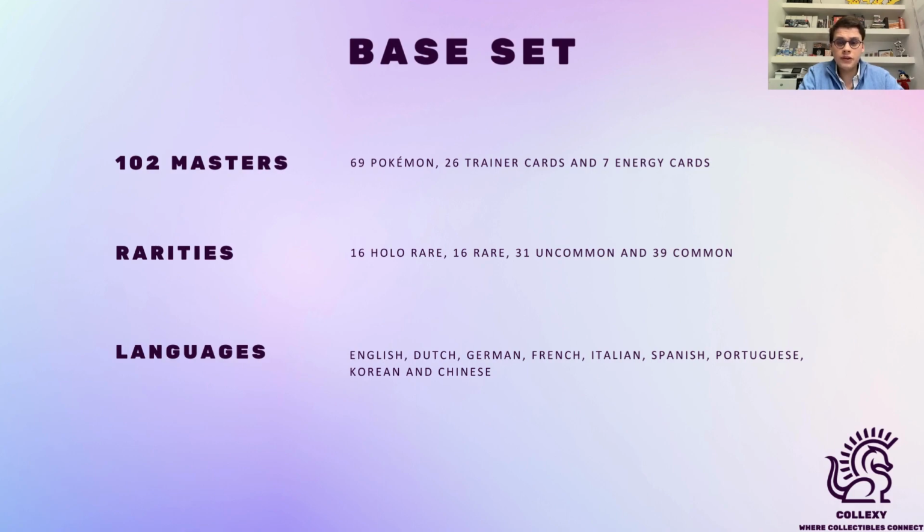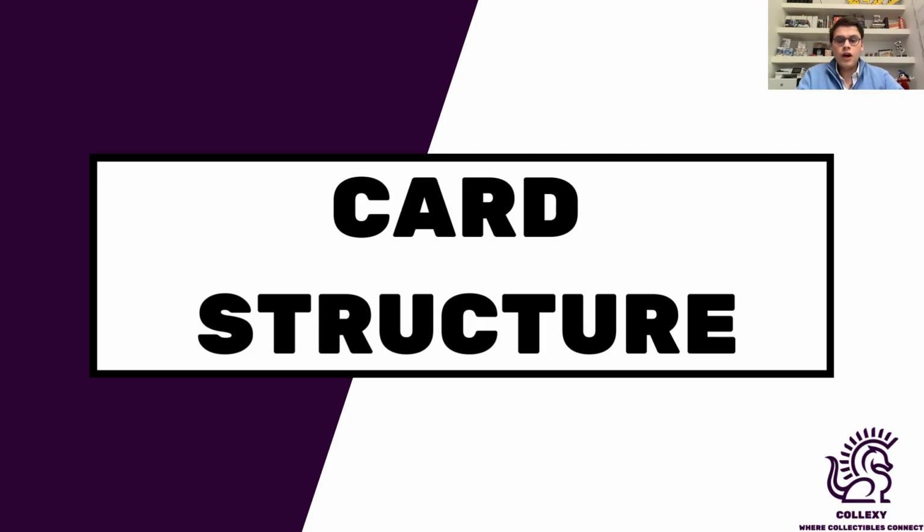The base set was printed, and again, we are looking only at the English structure for this video, in the following languages, which is English, Dutch, German, French, Italian, Spanish, Portuguese, Korean, and Chinese. Now we will discuss the card structure of the cards that are included in the base set. There are three different structures. We have the Pokemon card, the Trainer card, and the Energy card. We will first start with the Pokemon card and then illustrate the differences of the Trainer card and the Energy card compared to the Pokemon card, because there are a lot of similarities between the cards.